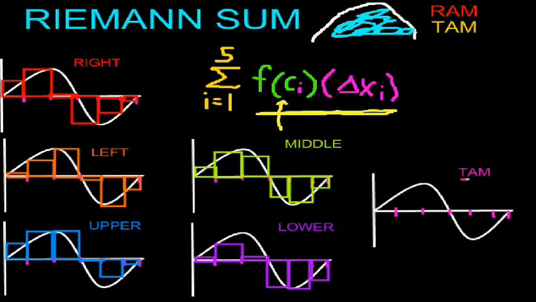So for the trapezoidal approximation method, you need to remember the formula for the area of a trapezoid, which is 1 over 2 times base 1 plus base 2, times your height. And your bases are always just going to be the value of the function at the interval. And then to make your trapezoid, you just connect these.